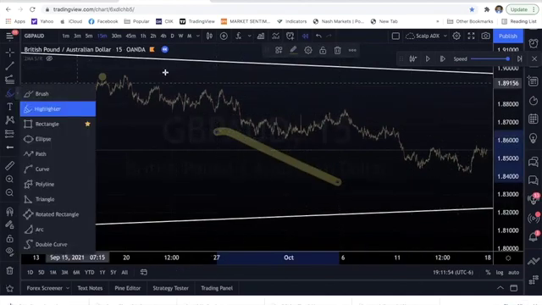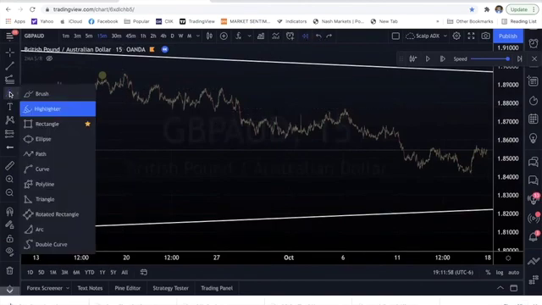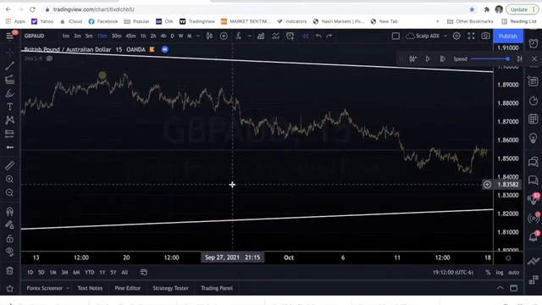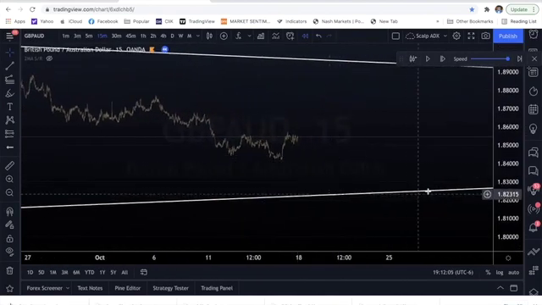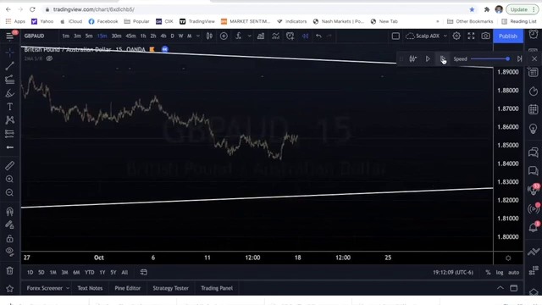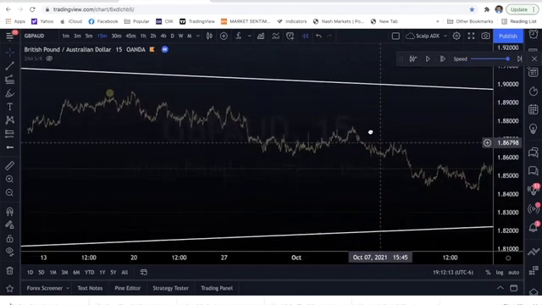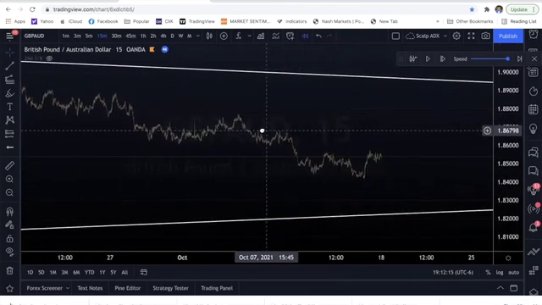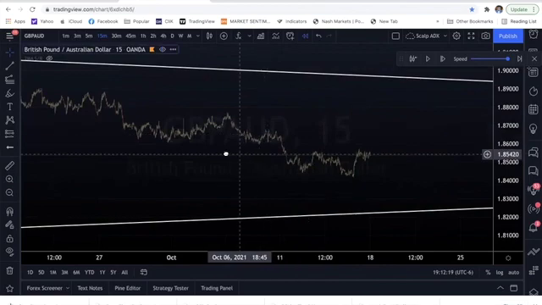Let me turn this off. All right. Great. So as we can see here, we're gonna go in. Let's say we already know this is in a downtrend currently, right? And we're trying to find a place where we can enter in, all right?